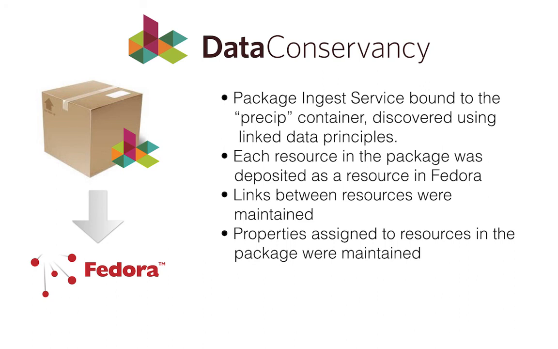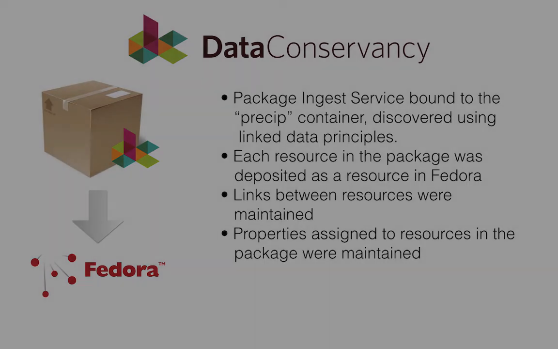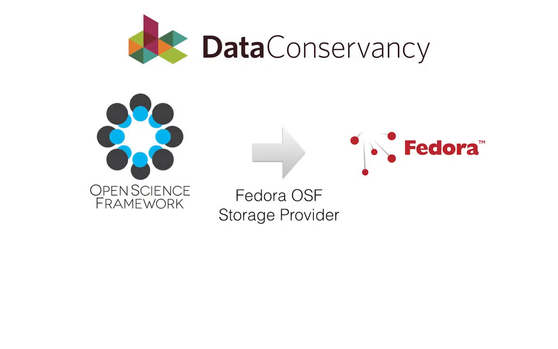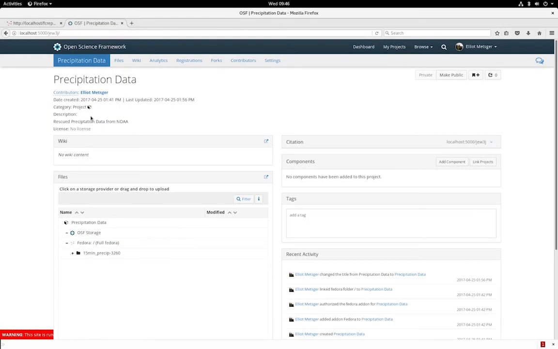APIX allowed us to inspect the precipitation container and discover the URL to use for ingest. Now we can connect users of the Open Science Framework with the newly ingested data in Fedora using the Fedora OSF storage provider. I've already logged into the OSF and have pre-configured the Fedora storage provider to talk to my Fedora instance containing the precipitation dataset.